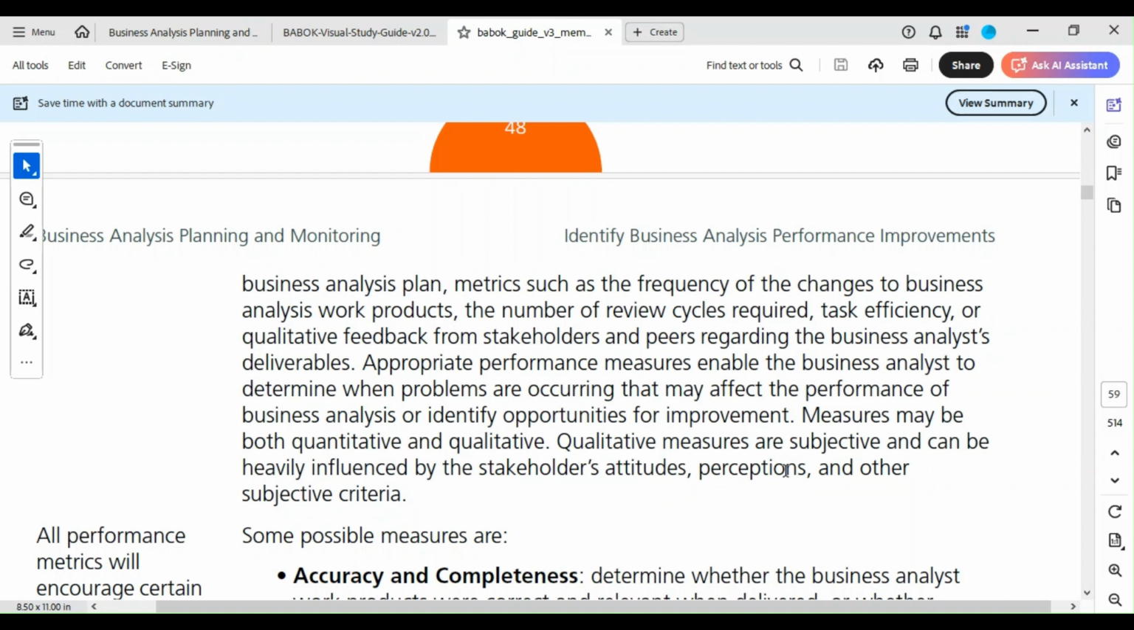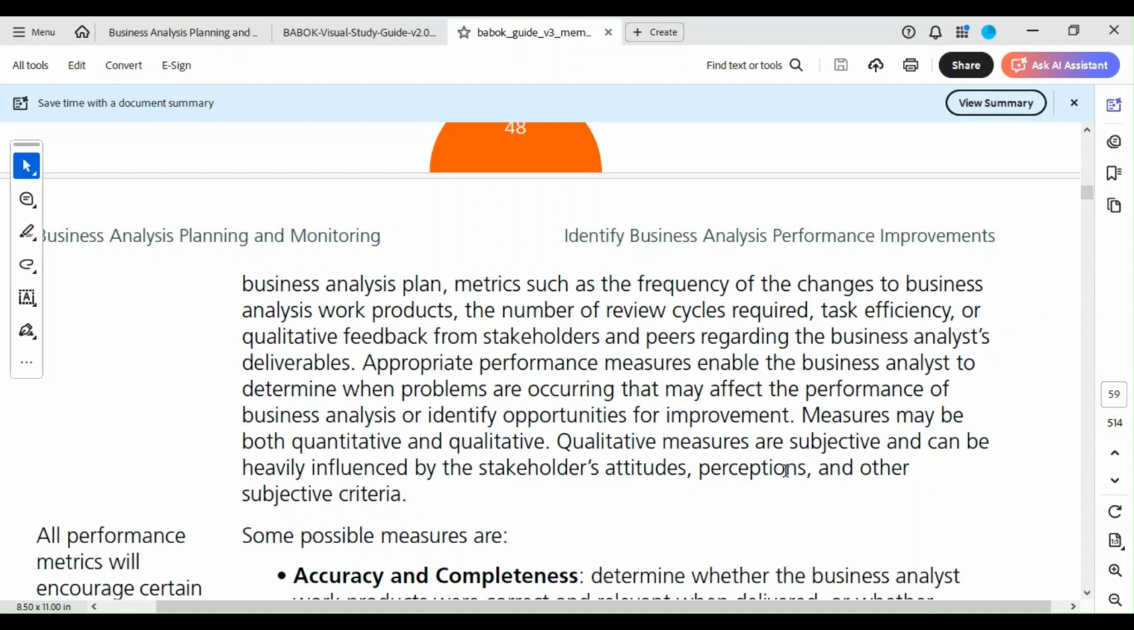Appropriate performance measures enable the business analyst to determine when problems are occurring that may affect the performance of business analysis, or identify opportunities for improvement. So when you get those feedbacks or measures, it helps you in improvement, because it tells you when things are going wrong. Measures may be both quantitative and qualitative. So it could be in numbers, or it could be not in numbers.